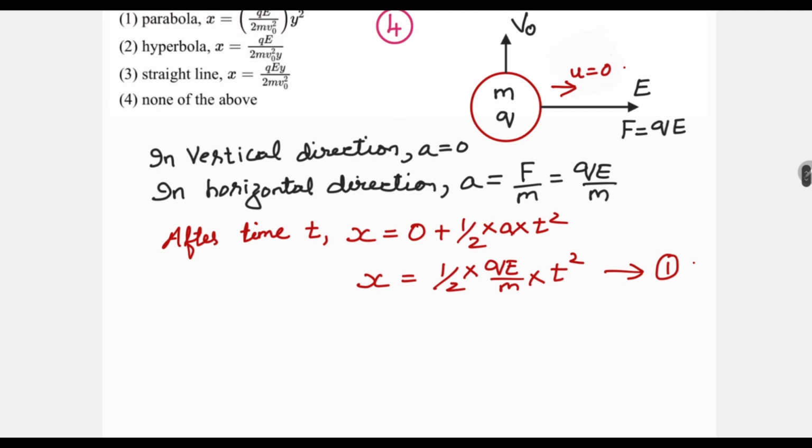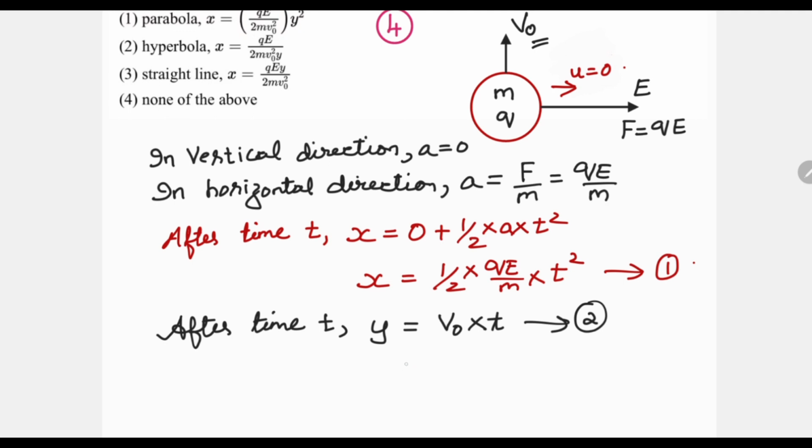Now in vertical direction, what will be the displacement? So after time t, displacement in vertical direction, I denote it by y. So what is y? In vertical direction there is no acceleration, so there is no need of using our kinematic equation. So the particle is moving with a constant velocity v0. So y, distance equal to speed into time, we can use that concept. So y equals v0 into t. Or we can label it as equation number 2.